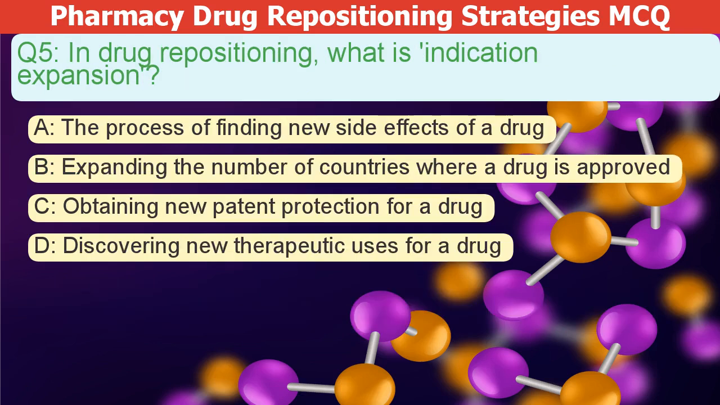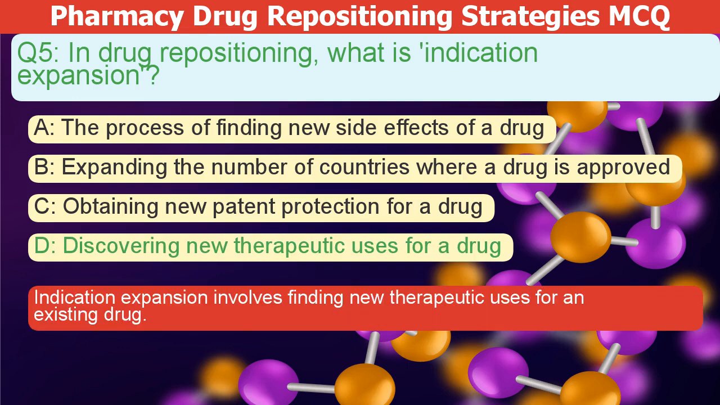In drug repositioning, what is indication expansion? A. The process of finding new side effects of a drug. B. Expanding the number of countries where a drug is approved. C. Obtaining new patent protection for a drug. D. Discovering new therapeutic uses for a drug. The correct answer is D. Indication expansion involves finding new therapeutic uses for an existing drug.